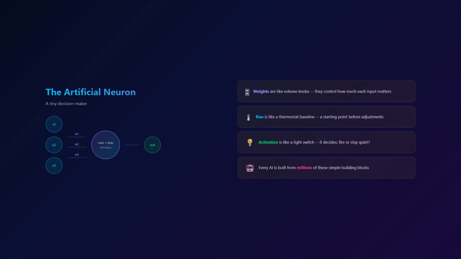Then we add something called a bias. Think of bias as a starting point, like setting the thermostat to a baseline temperature before adjusting. We add up all the weighted inputs plus the bias. Finally, the result goes through an activation function, which is basically an on-off switch that decides whether this neuron should activate or stay quiet. That's the whole thing. Every AI system you've heard of, from ChatGPT to self-driving cars, is built from millions of these simple building blocks.